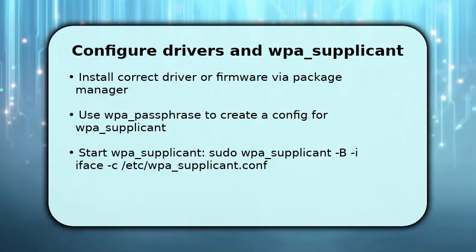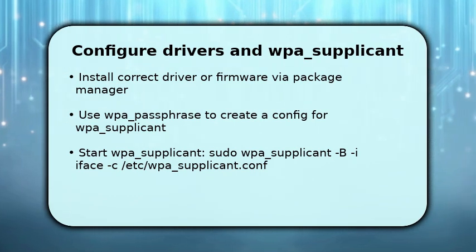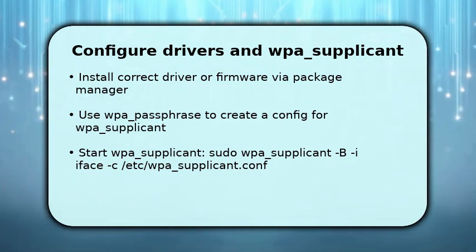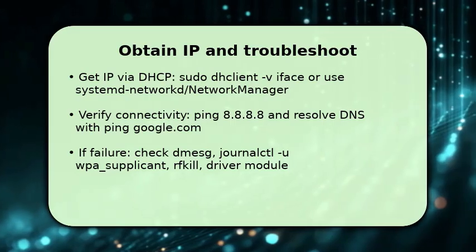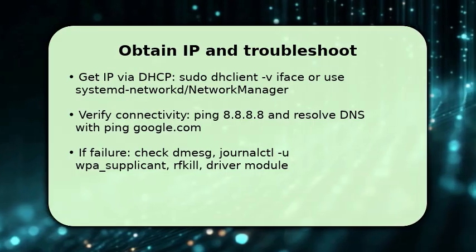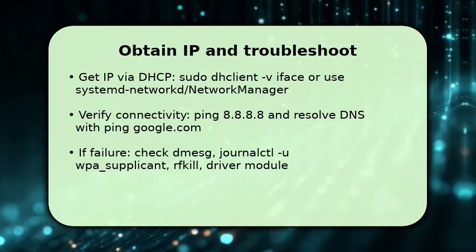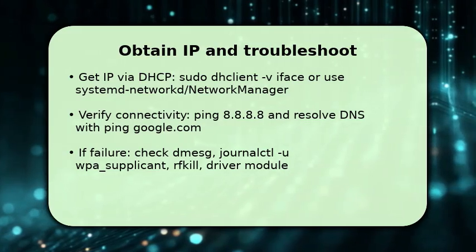Finally, obtain an IP address with sudo dhclient -v interface or enable systemd-networkd or NetworkManager if you prefer managed services. This assigns routes and DNS. Once you have an IP, confirm connectivity by pinging 8.8.8.8 and then resolving names to ensure DNS works.